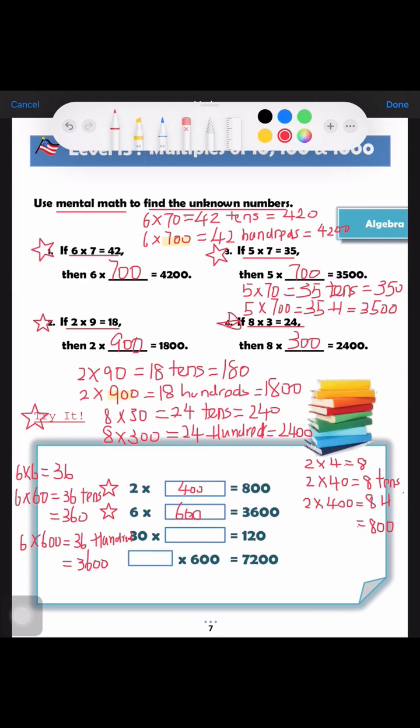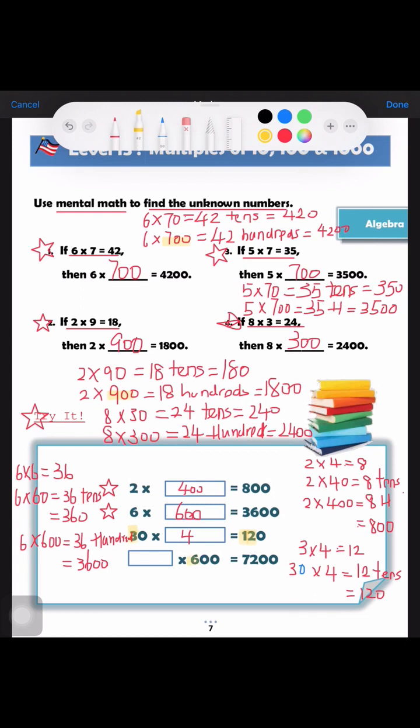Next question. 30 times which number equals 120? So we need to think about the basic fact. The basic fact is 3 times which number equals 12? Yes, 3 times 4 equals 12. So 30 times 4, that means 3 tens times 4 equals 12 tens. And 12 tens equals 120. So 30 times 4 equals 120.